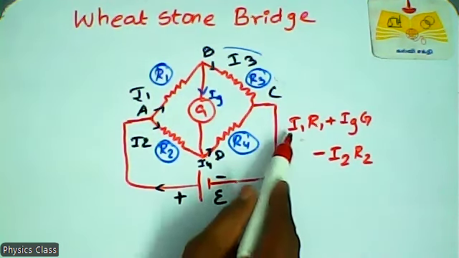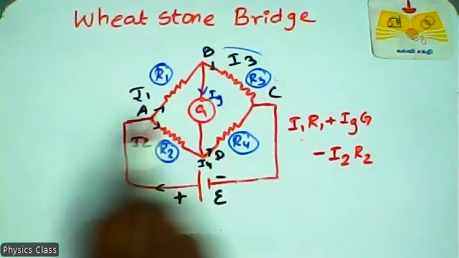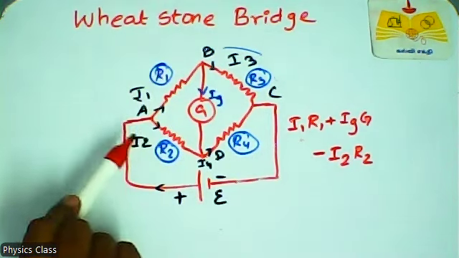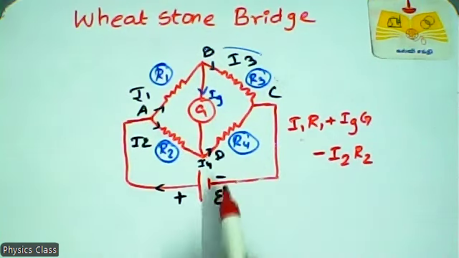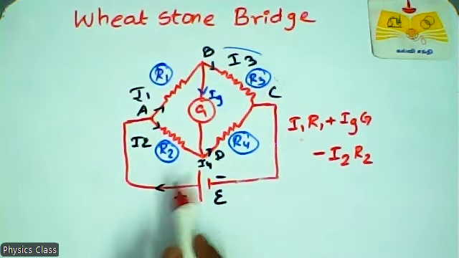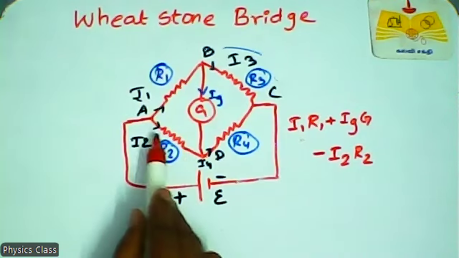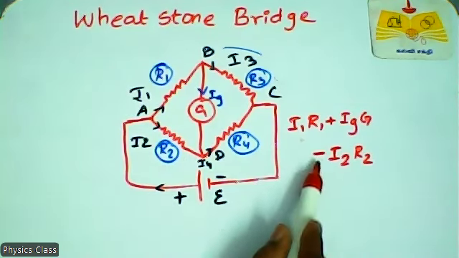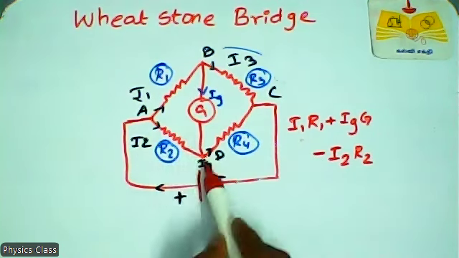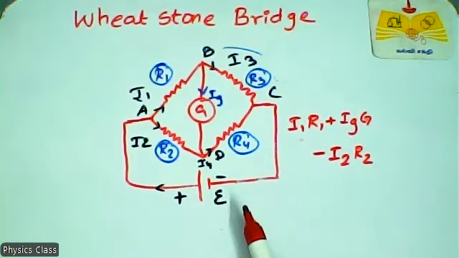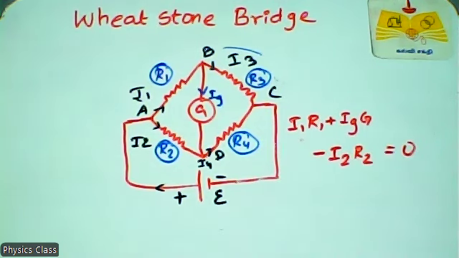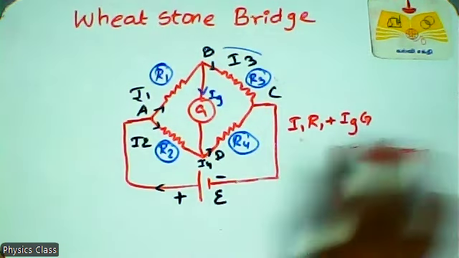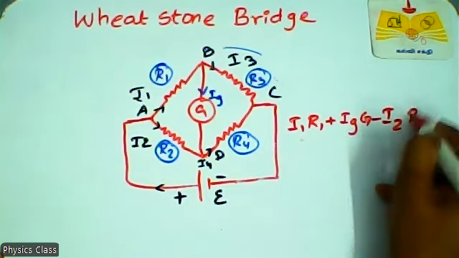So we have to find the voltage across the junction. Along with our direction, we put a positive sign. If we measure against the current, then we have to put a minus sign. So here, from D to A, the current is against our direction, so minus I2 into R2, which is equal to 0.